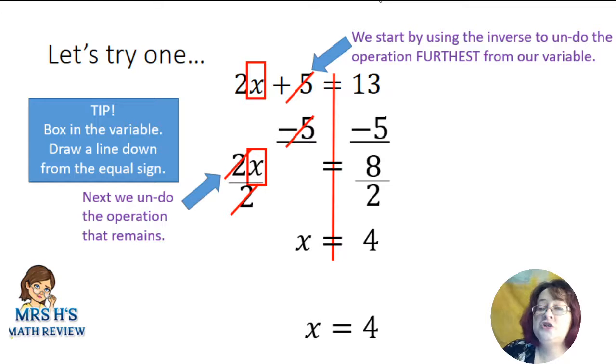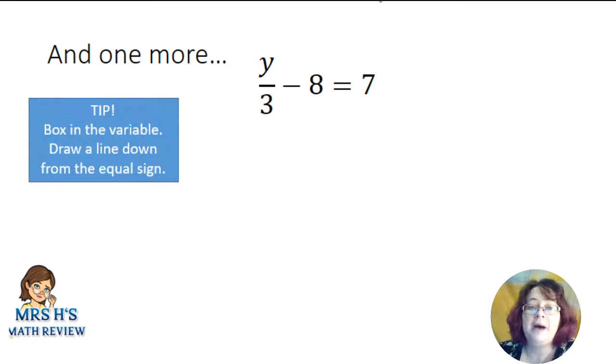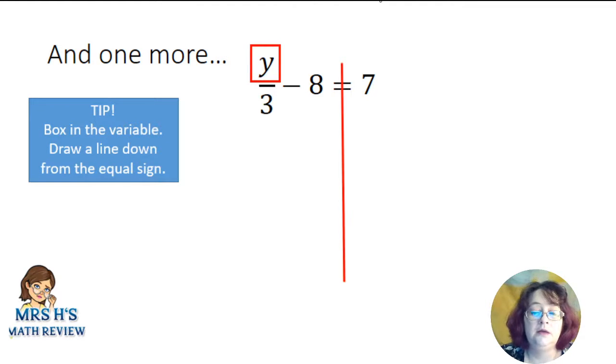All right, let's try one more. Y divided by 3 minus 8 equals 7. Okay, still going to start the same way. Box in my variable, draw my line down for my equal sign. Now, notice I boxed in just the y, not the over 3 part of that fraction.